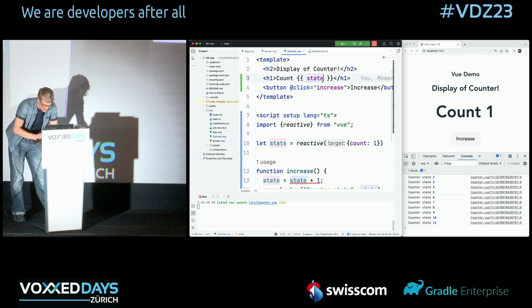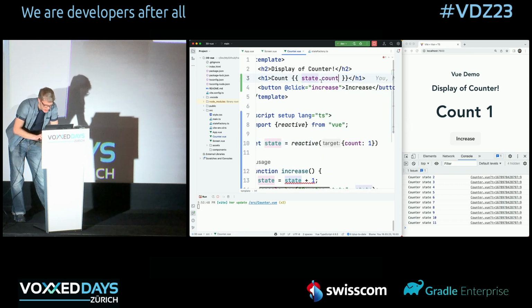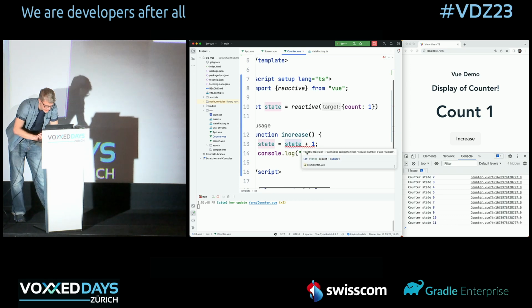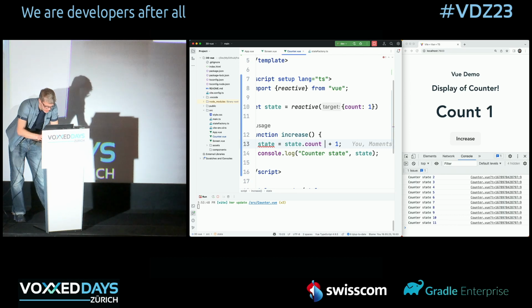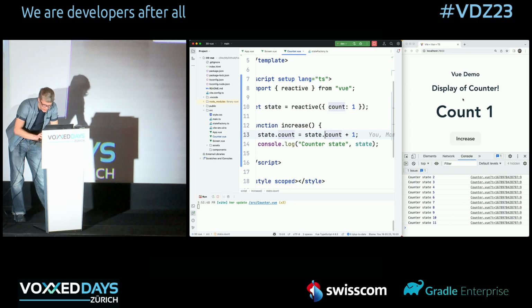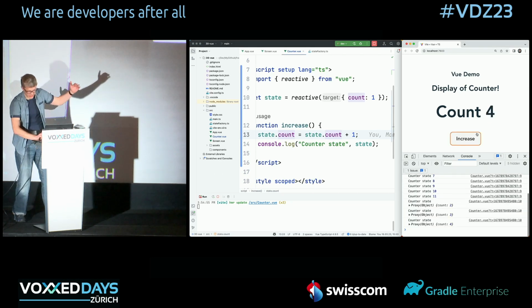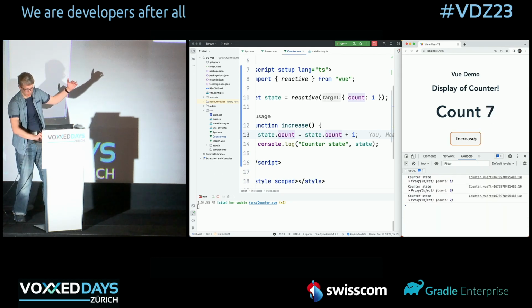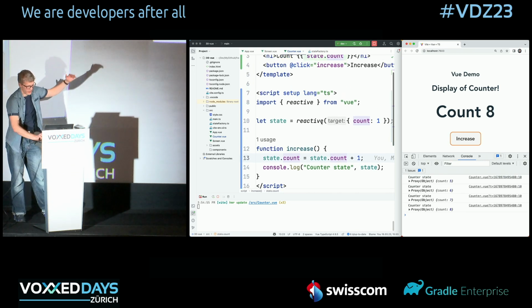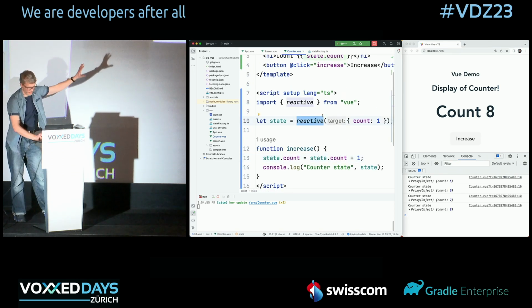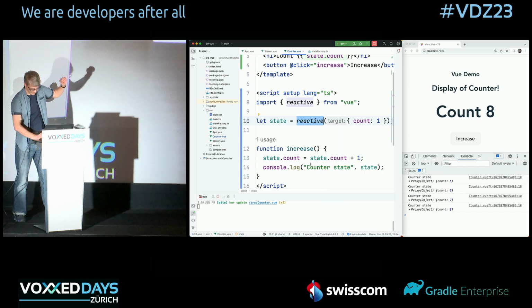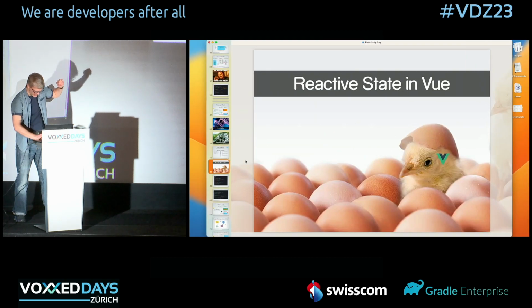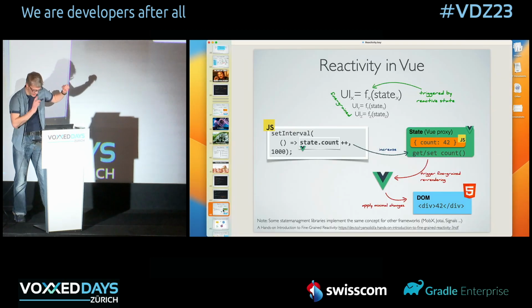So up here in the state, I can access the count. And then I can increase the count, state.count equals state.count plus 1. And this should now work again. So we get the concept of reactive state from Vue. We cannot just use plain JavaScript for the state. How does that look when I display it here?